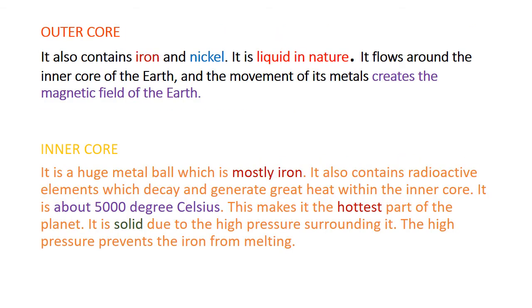Alright, so let's move on to the outer core. So the outer core is after the mantle. After you have passed the crust, you go to the mantle. Then after you pass the mantle, you now move to the outer core. Now the outer core also contains iron and nickel, and it is liquid in nature, so it flows just like liquid.